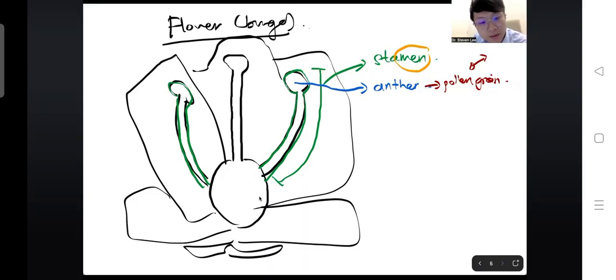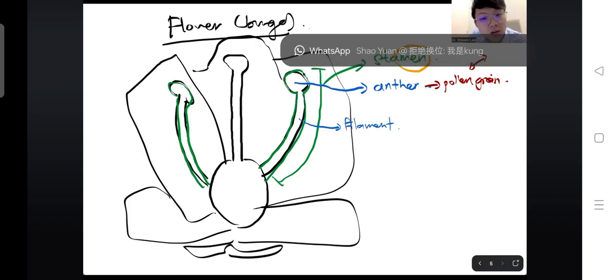This is the ovary, connected by a stalk. There's actually something like a stalk that connects the ovary to the anther. This stalk is called the filament. The only function is for support. They support the anther. That's all.